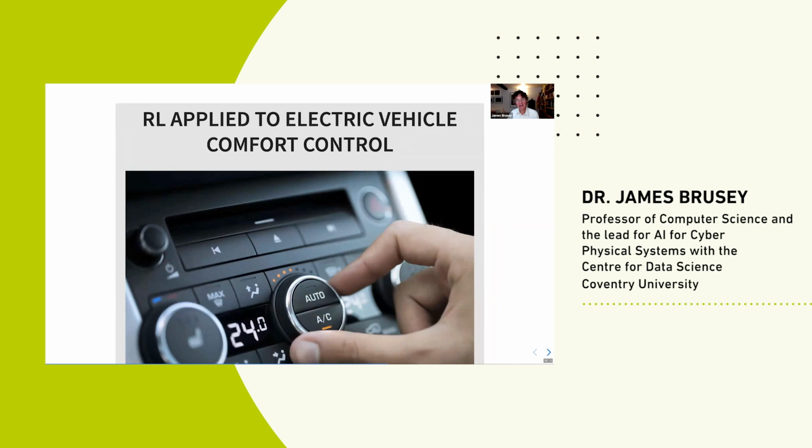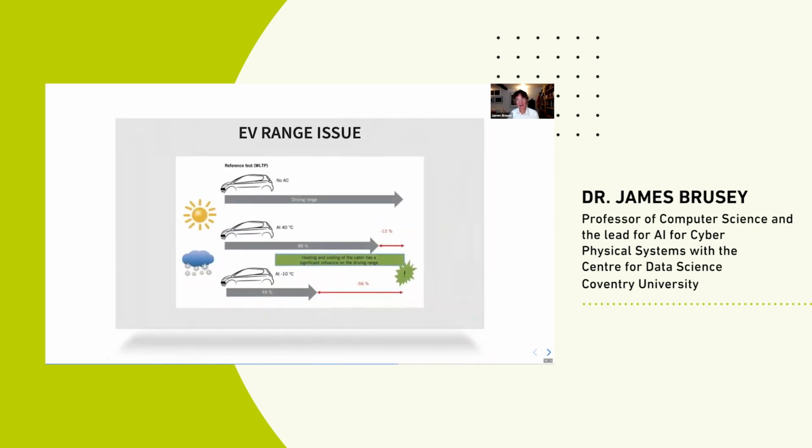Right, so now I'm just going to talk about some stuff to do with my own work, which is to look at whether or not this approach could be applied to extending the range of electric vehicles. So the issue here is that, you know, in a reference test, for example, with no air conditioning, you have quite a long range for your electric vehicle. If the sun is shining and you need to run the air conditioning, you might have a certain percentage drop in your range. And then it's even worse in cold weather.